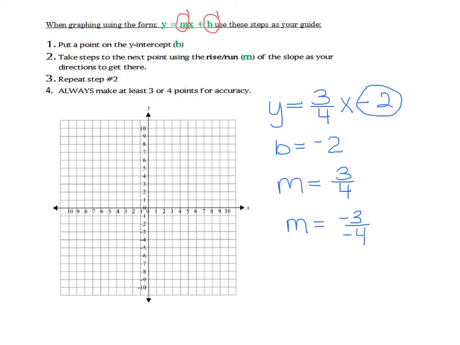I also want you to note that your slope could be written as -3/-4, because a negative divided by a negative is also a positive. And I indicate this because sometimes you may run out of room on your graph and need to go backwards so that you can make more points on the line. So it's helpful sometimes to write both versions of your slope in case you need to go the opposite direction.